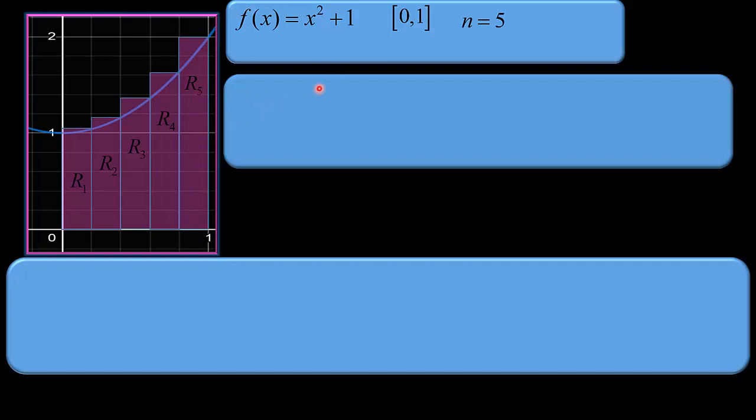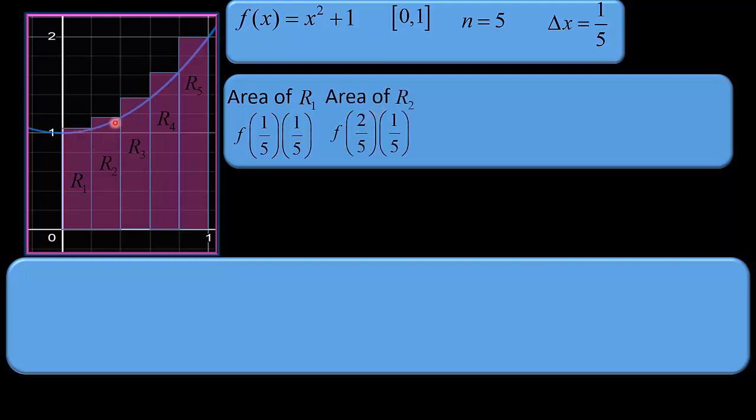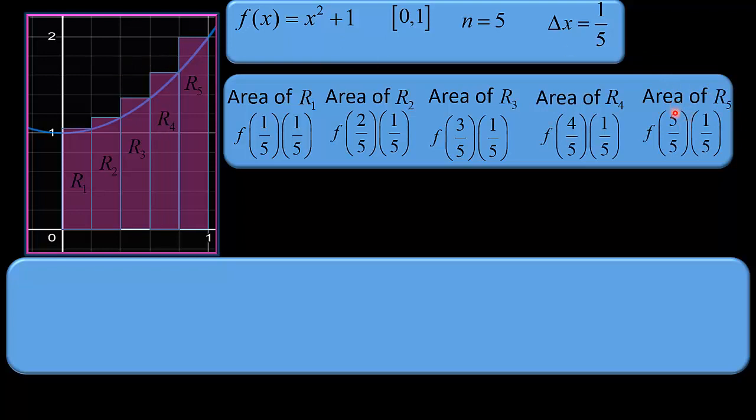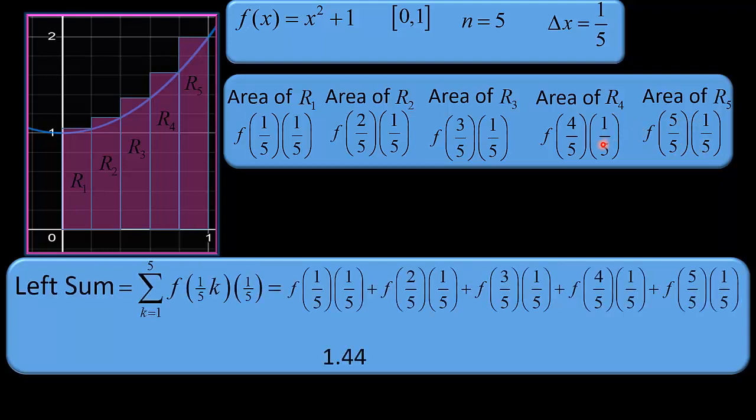So now we still have the same width. Of course, we have 5 rectangles. We divide 1 up into 5 equal parts. So let's see what we have here. There is the first rectangle. Now notice it's not f of 0 now. It's f of 1/5, right? Because we're starting over here. f of 1/5 times 1/5. Notice that we're not starting over here at 0. We're starting here. And then we have the second rectangle, f of 2/5, f of 3/5 for the third rectangle, 4/5, and finally f of 5/5. And of course 5/5 is 1, so f of 1 times 1/5. And if we add up all of those, we get 1.44. Now notice that this sum, if we add up all the areas of these rectangles, is an overestimate of the area under the curve.